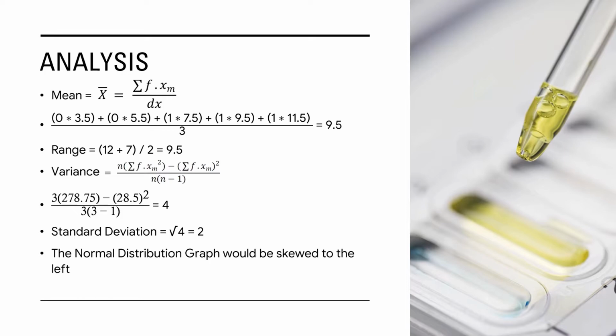We can also find the variance using this formula, and we found that the variance was 4. From 4 we can find the standard deviation, since standard deviation is just the square root of variance, so we got 2. From all of this we can conclude that the normal distribution graph would be skewed to the left.